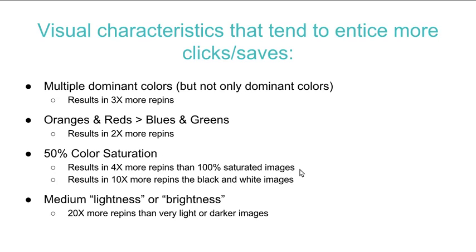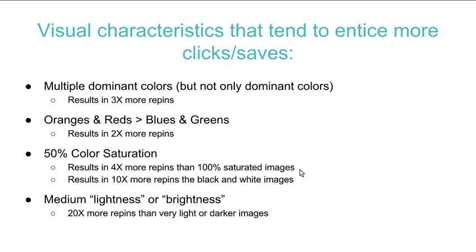50% color saturation results in 4 times more repins than 100% saturated images. It's just that middle ground, the medium, I say the word tone a lot. And it results in 10 times more repins than black and white images. As you can imagine, Pinterest being very visual, we like that color. We like that color balance, very striking images. Black and white can be very striking, but I don't think that's going to be a problem for you all. I don't imagine that you're ever going to take a picture of your furniture in black and white.